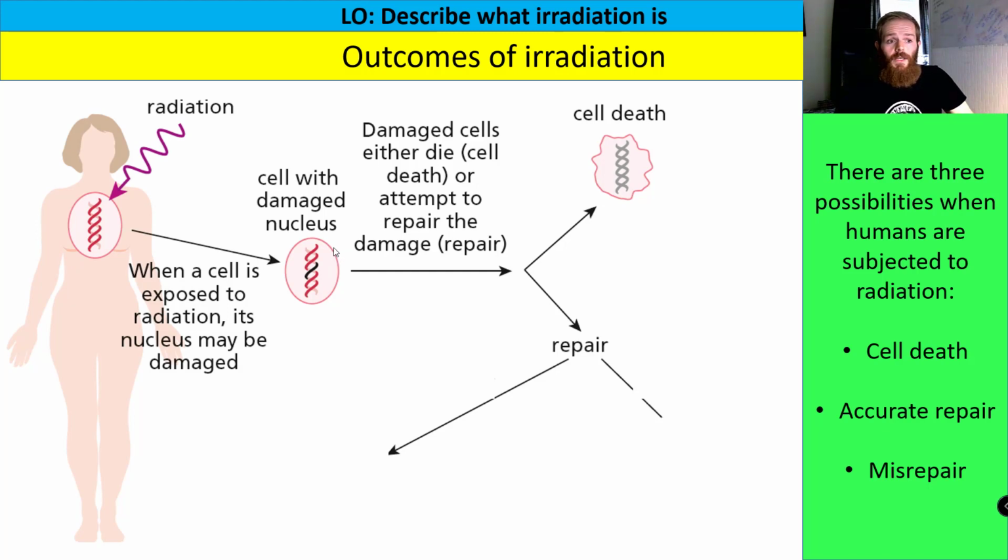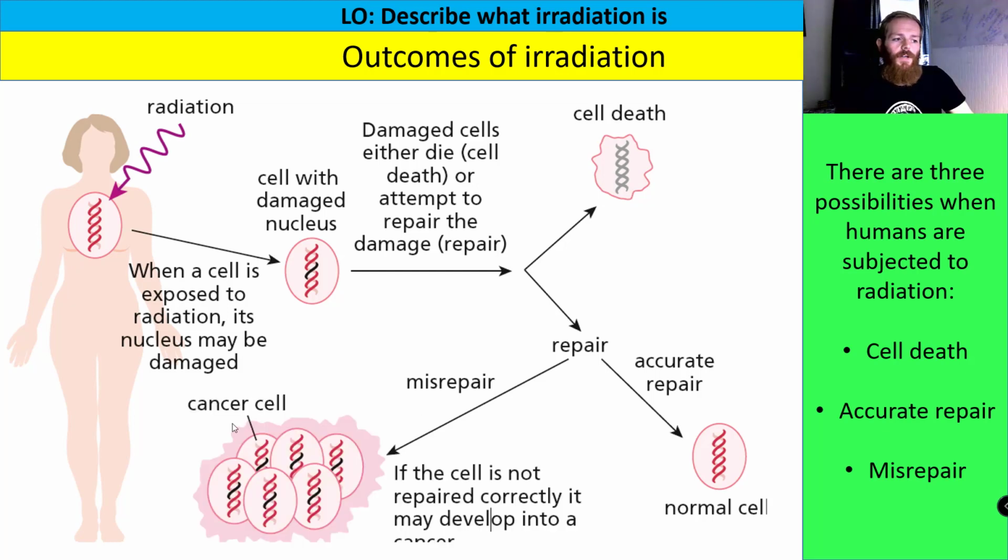It could happen that it gets fixed, and then you end up with an accurate repair, and you end up with a normal cell. So that cell was damaged, it gets fixed, and now that cell's going to crack on doing what it was doing beforehand. What could happen though is, in this repair process, if it gets misrepaired, as in the actual DNA ends up being fixed but it's still technically not right, you could end up with a cancerous cell. And if the cell's not repaired properly, it may develop into cancer.